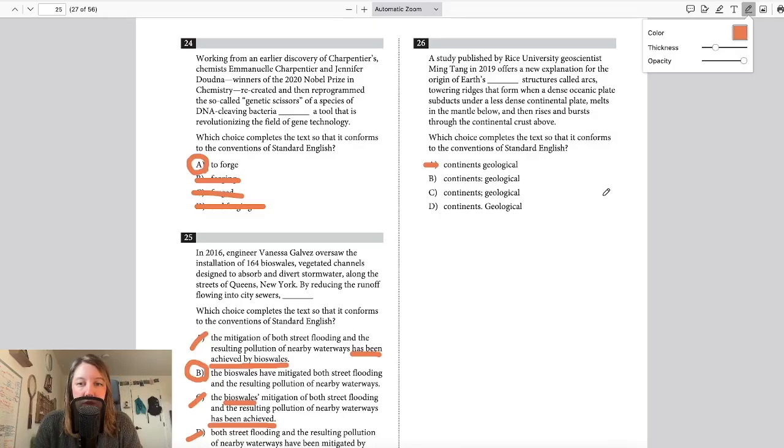B says continents colon geological structures called arcs. Okay, so I immediately like this one because of what a colon suggests, and this is something that I always go over with my students because I think not a lot of people feel really confident in explaining exactly why they want to use this particular piece of punctuation. They don't necessarily know the rules behind it. They just know that it feels right. Okay. So I'm going to kind of elucidate for you what those rules are and why you have that feeling.